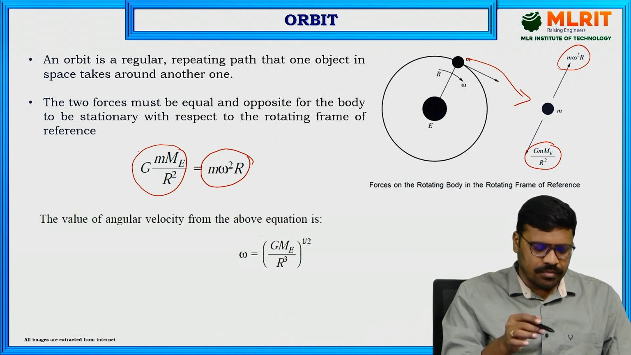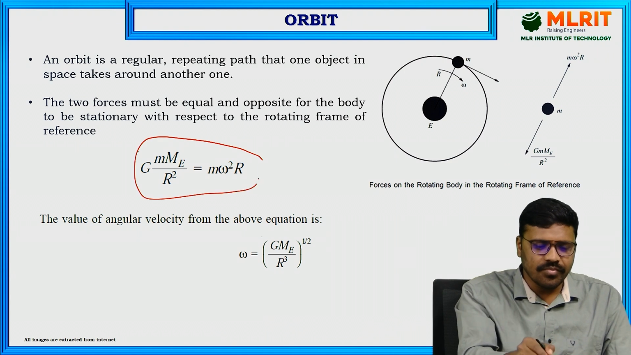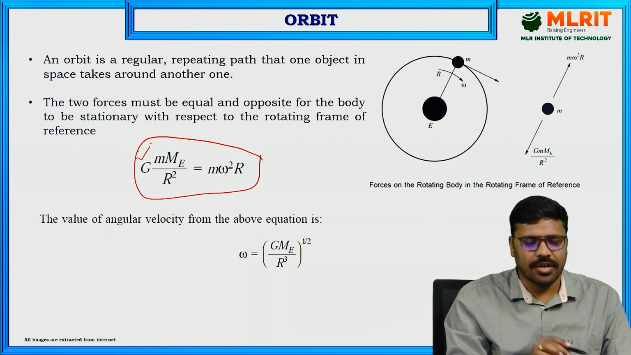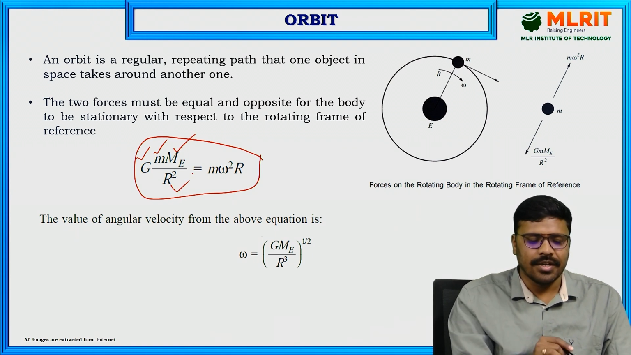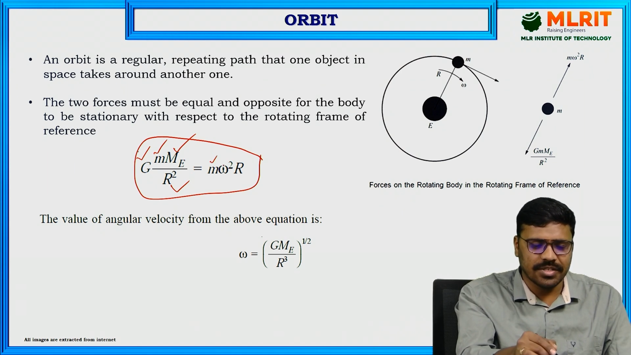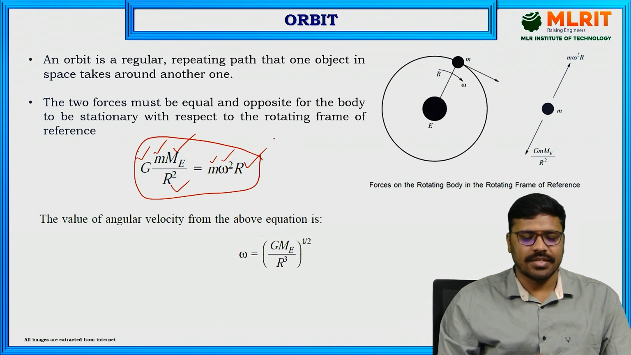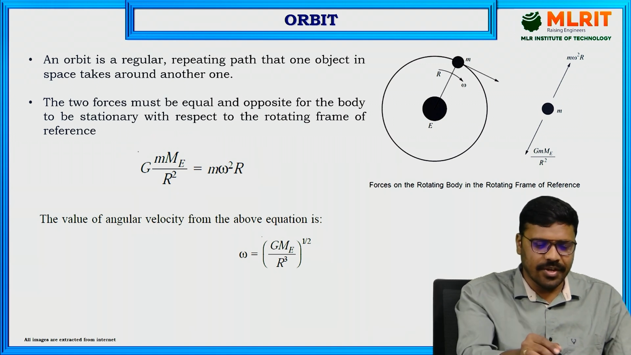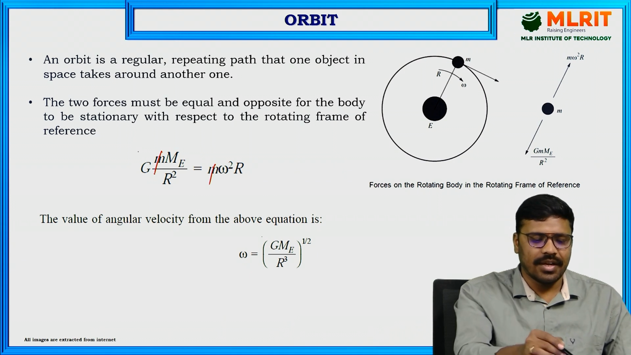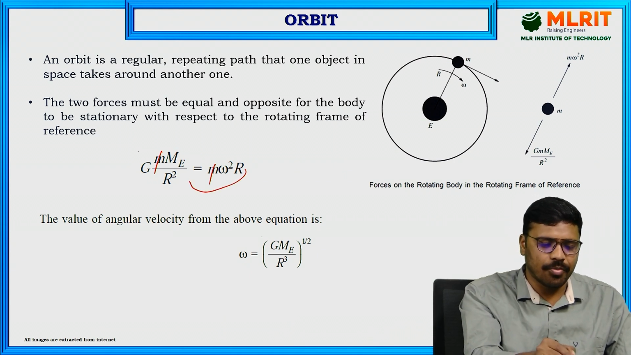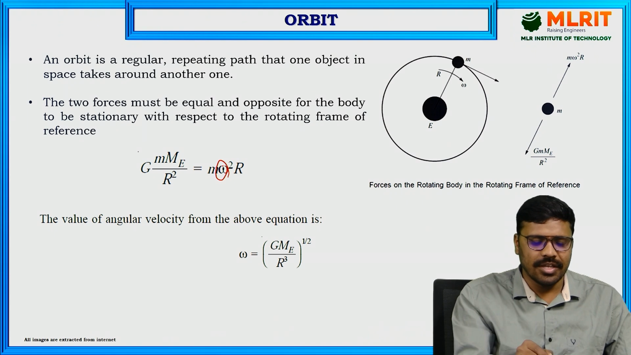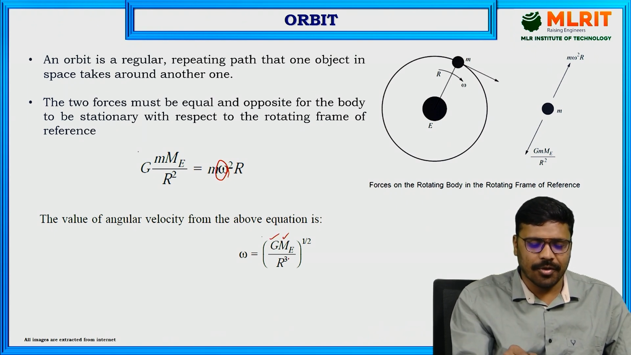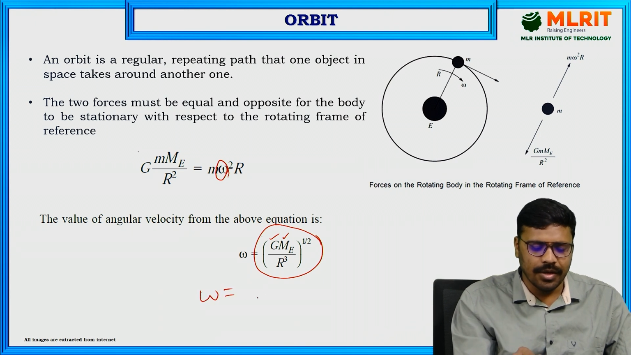In this equation, capital G is the universal gravitational constant, m is the mass of the body, M_e is the mass of the earth, and r is the radius of the orbit. Here omega is the angular velocity, and the same m is the mass of the object. In this equation, m and m get cancelled, and r goes down and becomes r cube. Finally, the equation for the angular velocity is omega equal to under root of capital G M_e by r cube.